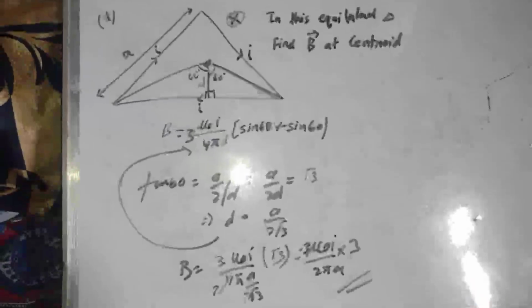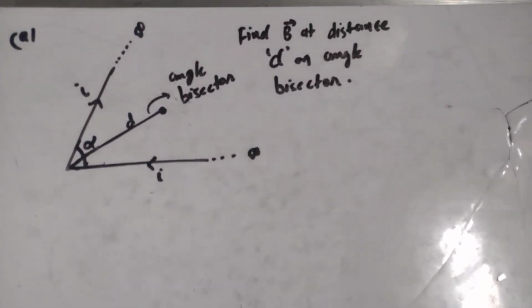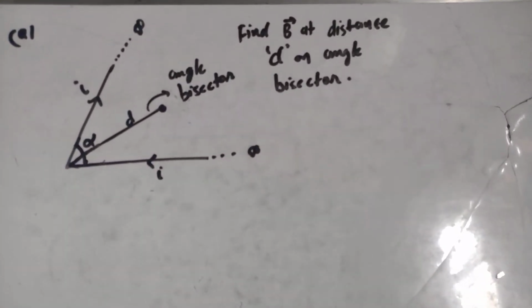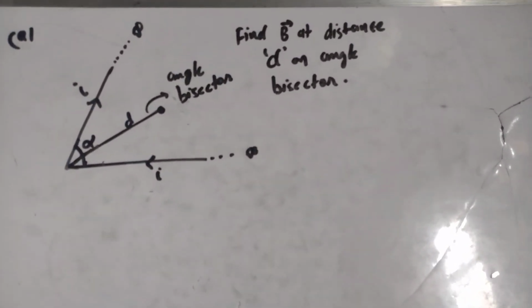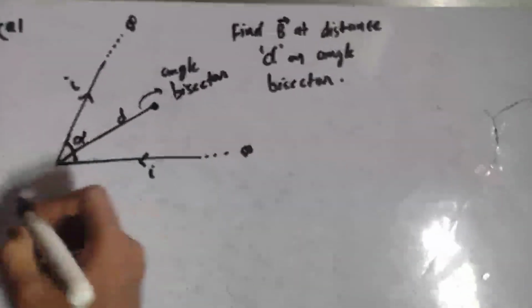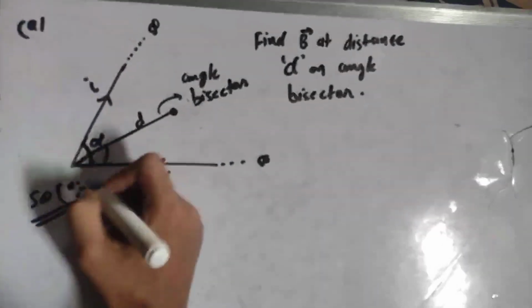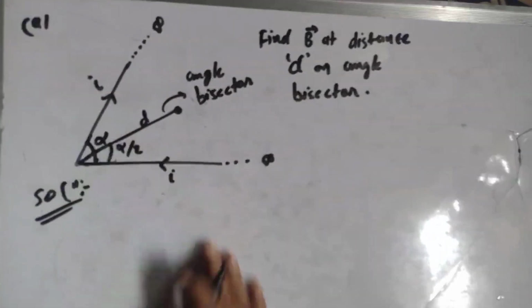Let's solve a few more questions. So this is the second question, in which there are two infinite wires bent at an angle alpha, and we have to find magnetic field strength at distance d on the angle bisector. Okay, so let's solve it. This is a pretty easy question. If this total angle is alpha, this is alpha by 2, because this is the angle bisector.